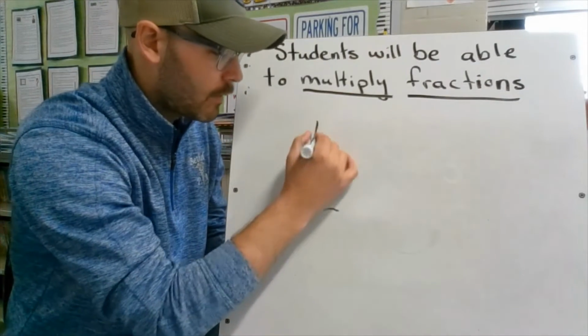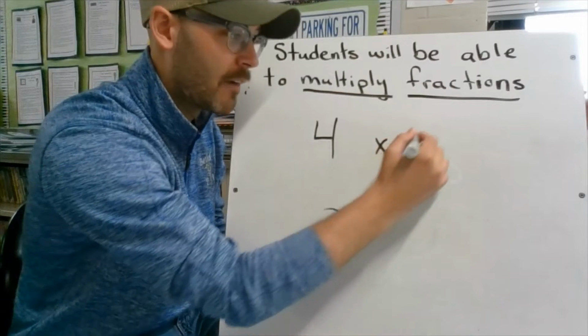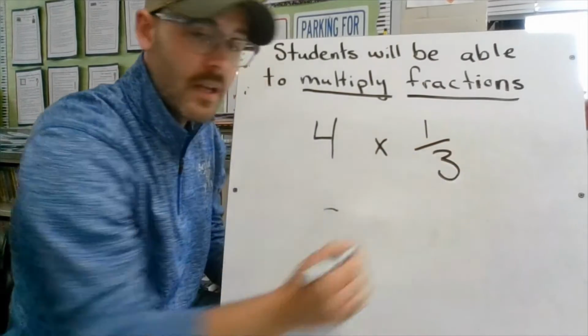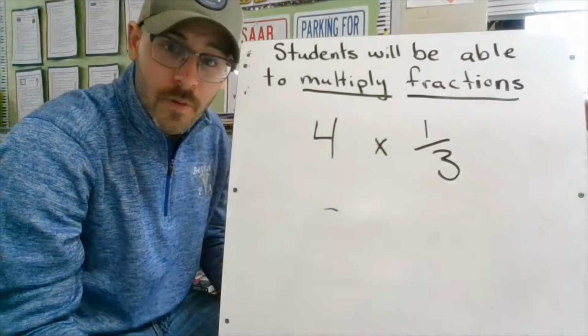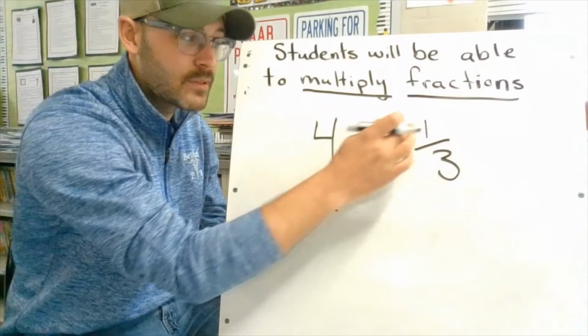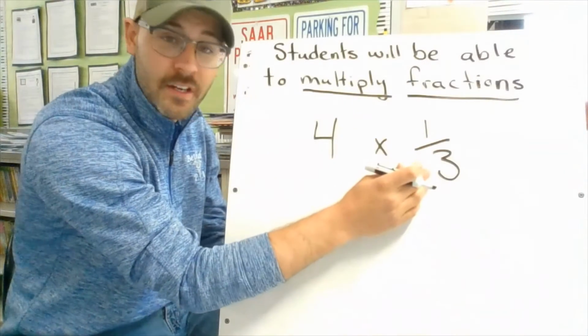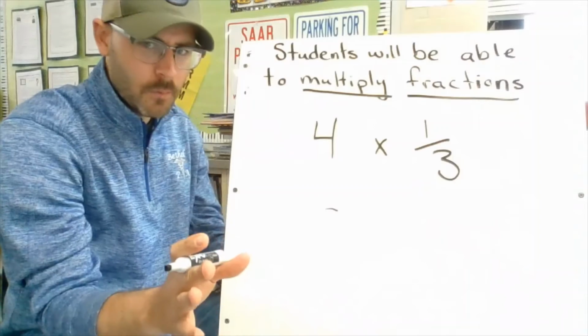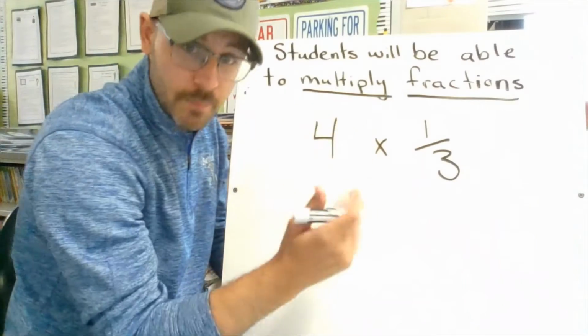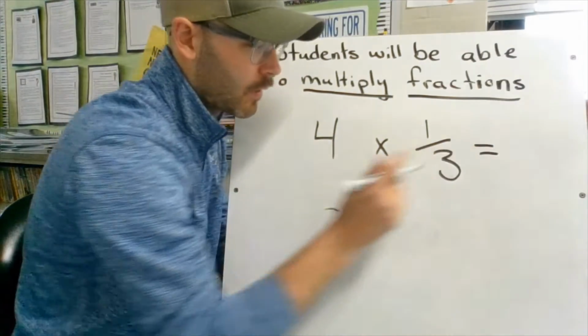If you have a whole number and you're multiplying it by a fraction, one quick thing you can do is multiply the whole number times the numerator and keep the denominator the same. Just as if we were adding fractions, keep the denominator the same. I'll show you how that works.